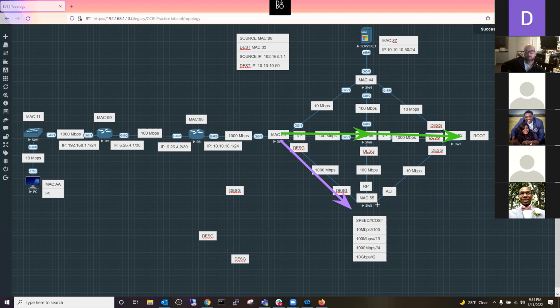Because you're right, it's blocking. I see that. Exactly. It would open itself up for a loop if it did that. Perfect.